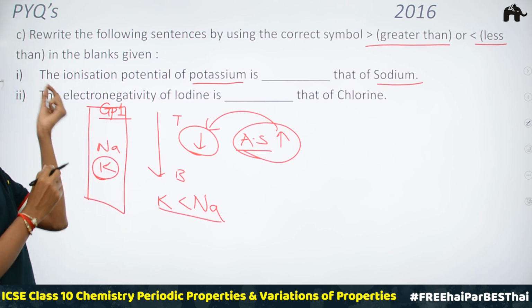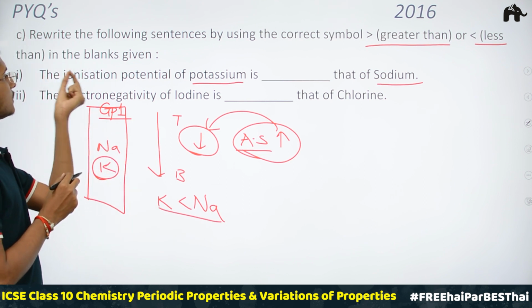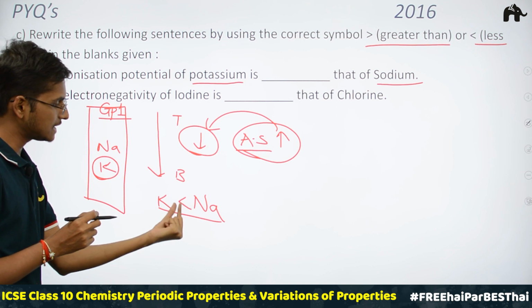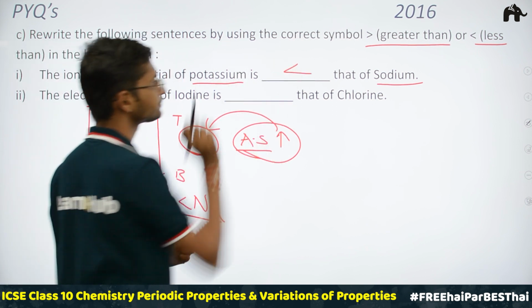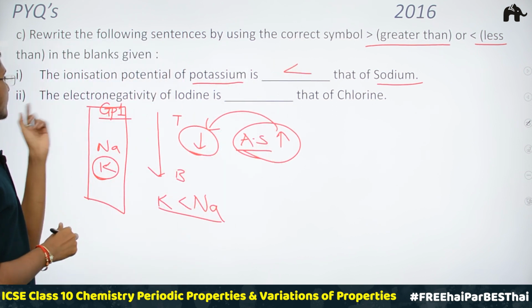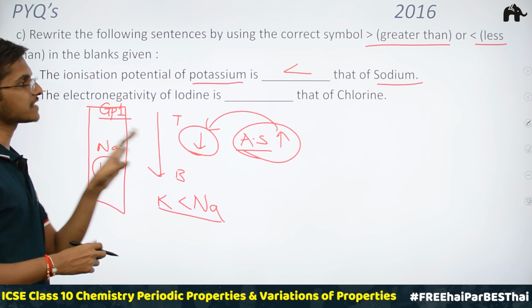So we can complete the statement. The ionization potential of potassium is less than that of sodium. Similarly, the second one is: the electronegativity of iodine is dash that of chlorine.